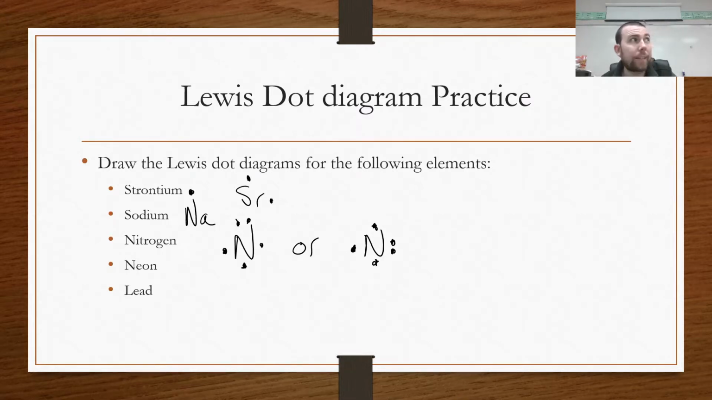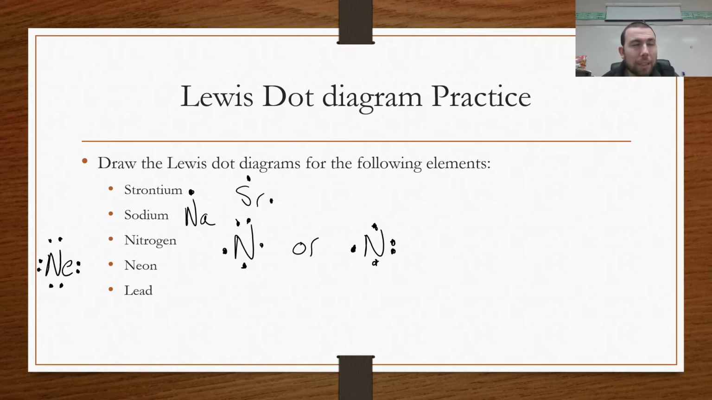All right, for neon, neon is element number 10. It's got an element symbol of Ne. And neon is in column 18, which means it has 8 valence electrons. So we've got 1, 2, 3, 4, 5, 6, 7, 8 dots around neon. That would be the Lewis dot diagram for neon, one of our noble gases.